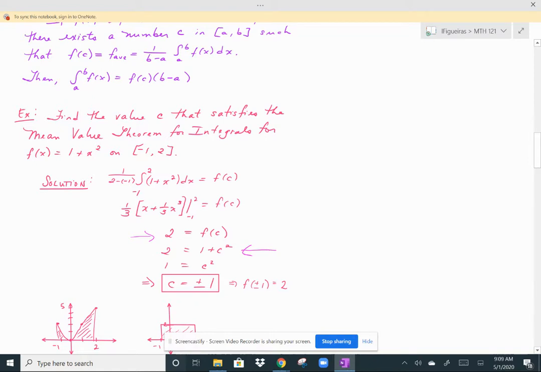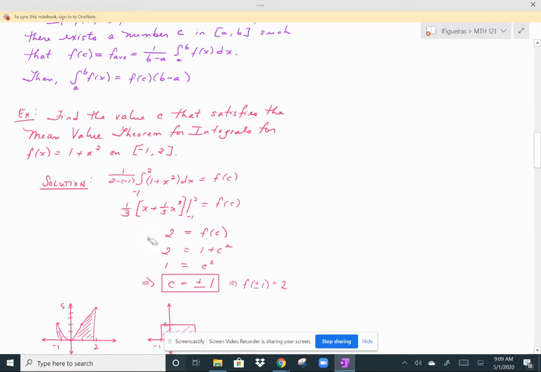Solve for c, and you get that c is equal to plus or minus 1. Plus and minus 1 falls within the interval, so both of them are solutions to what we're looking for. And notice that your function value at plus or minus 1 equals 2, which is the same thing that your average value equaled when we did the computation, which is the whole point of this.